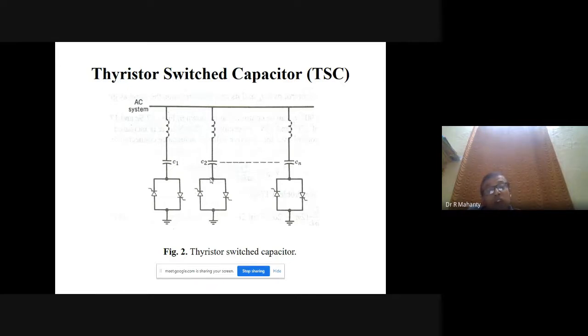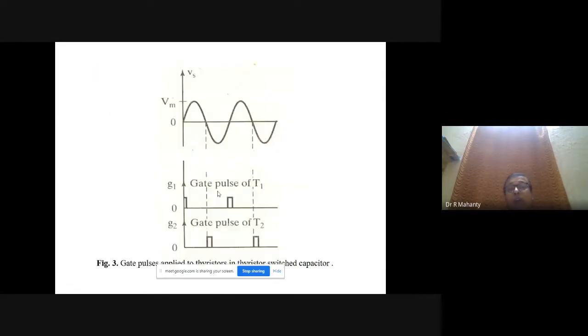Therefore, instead of having a large value of AC capacitor, we will have several capacitors connected in parallel, and depending upon the requirement, we switch on the capacitors one by one. That is first C1, then C2, then C3, then C4, and so on, and finally Cn. And you have an additional small inductor connected in series with the capacitor. This inductor has nothing to do with reactive power compensation. The purpose of this inductor I am explaining in the next figure.